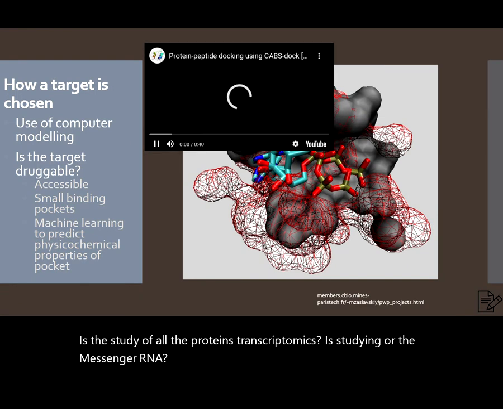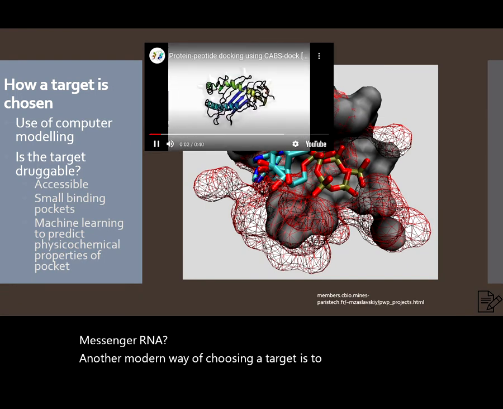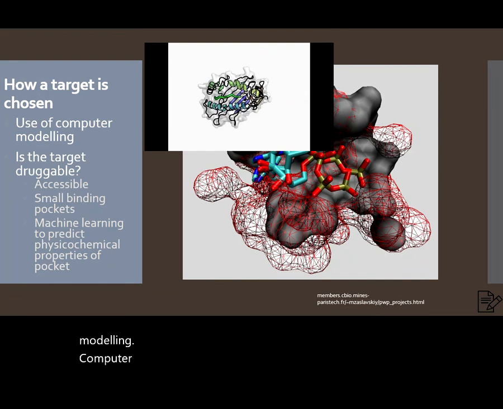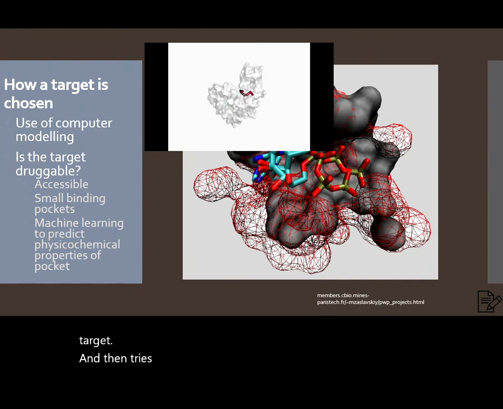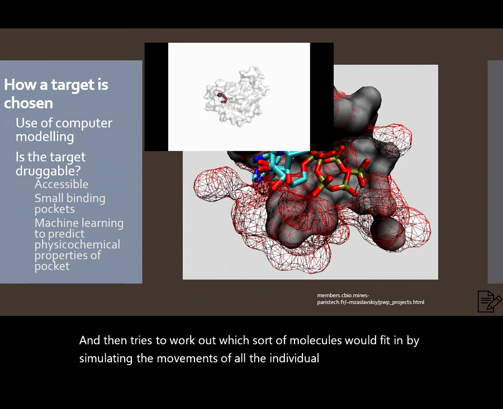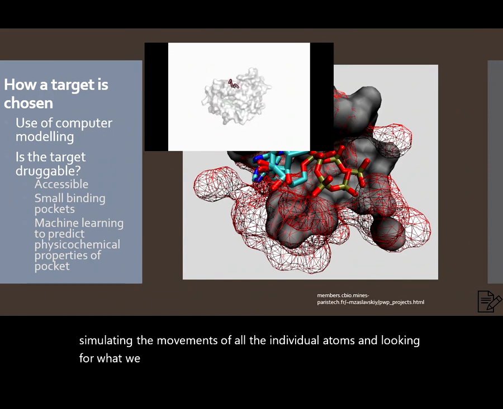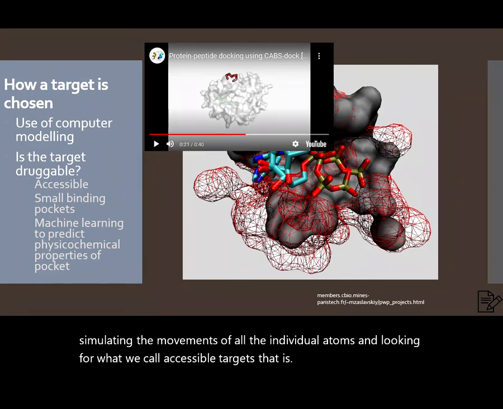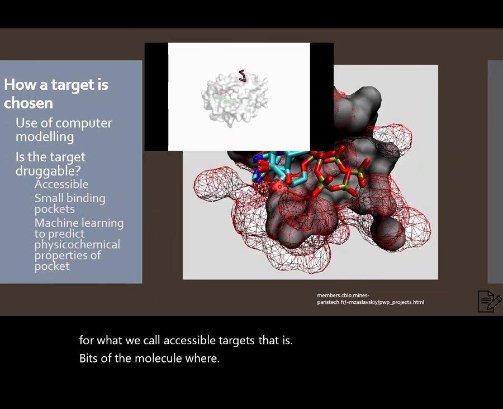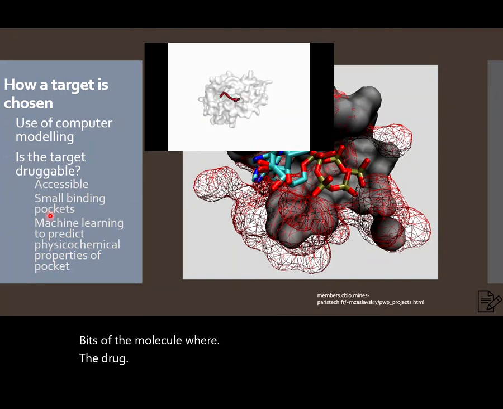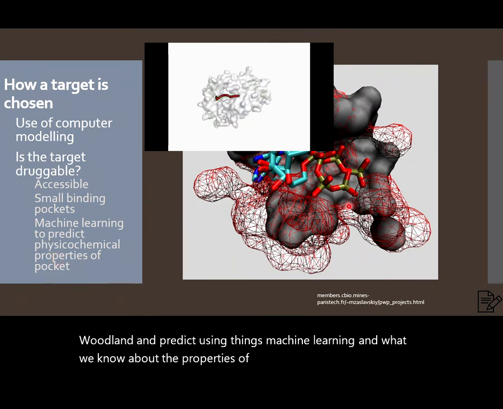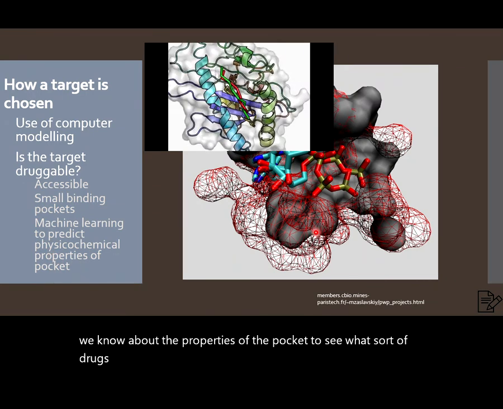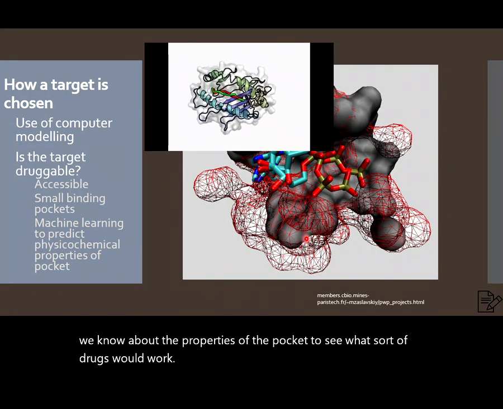Another modern way of choosing a target is to use computer modeling. Computer modeling makes a detailed physical model of your target and then tries to work out which sort of molecules would fit in by simulating the movements of all the individual atoms and looking for what we call accessible targets, that is, bits of the molecule where the drug would land and predict using things like machine learning and what we know about the properties of the pocket to see what sort of drugs would work. This can really speed up the choice of a target.